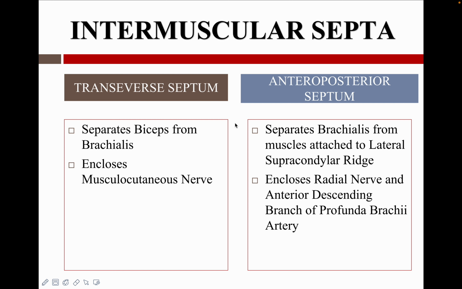Similar to the transverse, there is an anterior-posterior septum that separates brachialis from other muscles that are attached on the lateral supracondylar ridge. This septum also encloses the same radial nerve and anterior descending branch of the profunda brachii artery. So before we start with the actual topic, the muscles of the arm, it was just a brief view about how the muscles of the arm are separated from each other.